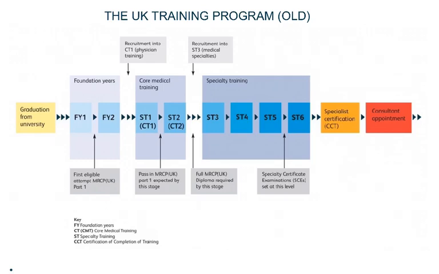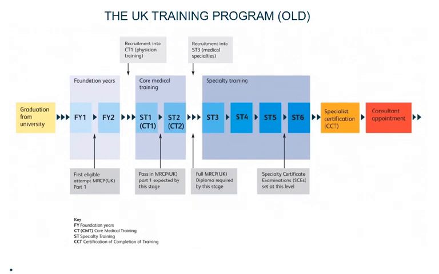Before we go into details of these exams, you should be familiar with the UK training program. This is the old pathway. As you can see, first you graduate from university and you enter into Foundation Year 1. Foundation Year 1 is basically the rotatory internship or the house job as we call it in some countries. In UK, the foundation years are 2 years. So after FY1, you enter FY2.